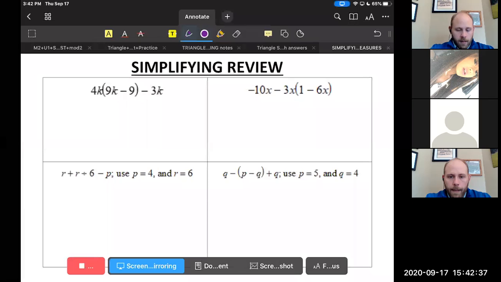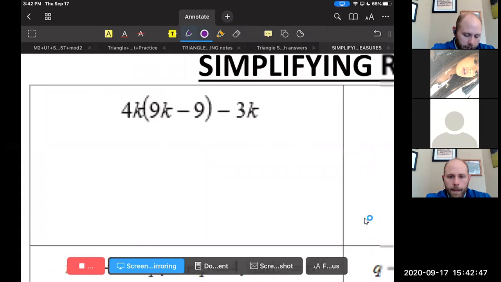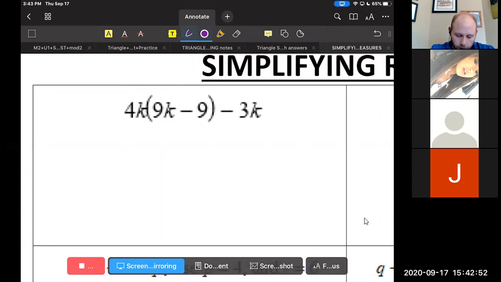All right. So let me share my screen. All right, the top 4 are the simplifying, okay? The first 2 on the top are distributing. What happens when we distribute? Do we multiply, divide, add, or subtract? Multiply. Multiply, yeah. So I'm going to take the entire term, 4k, and multiply it by 9k. I'm also going to take 4k and multiply it by -9, okay?